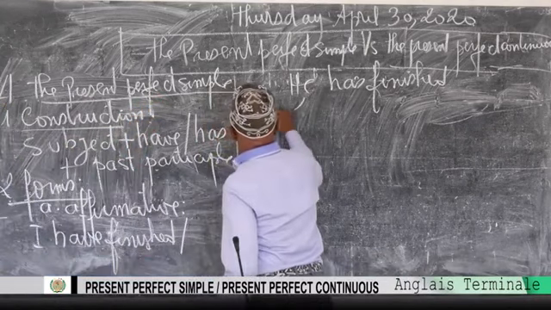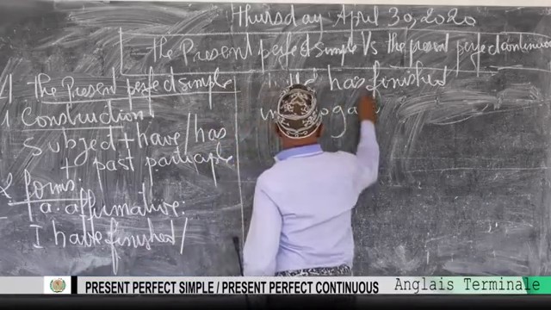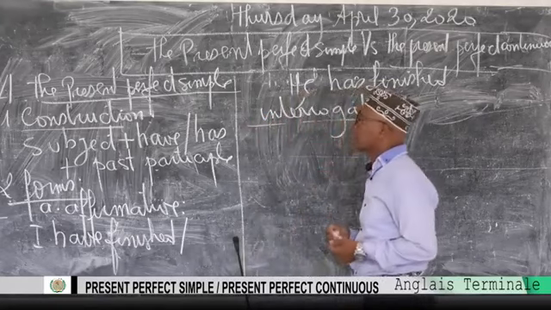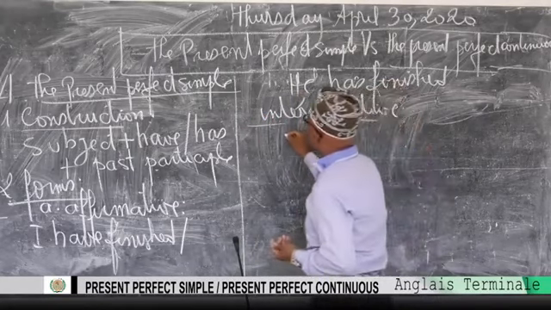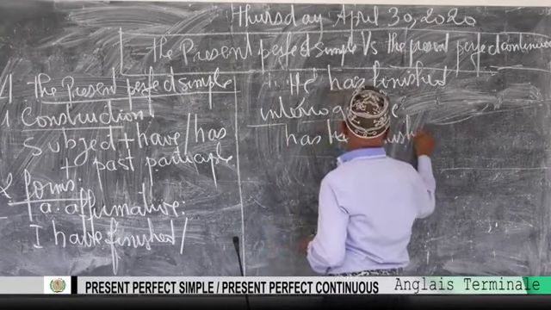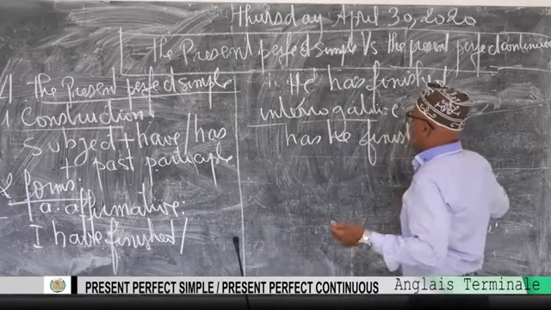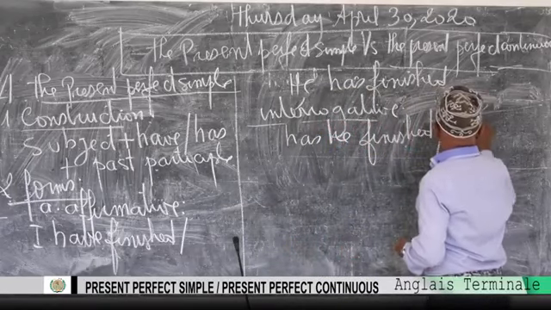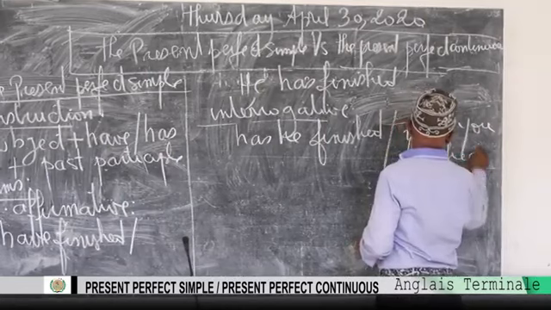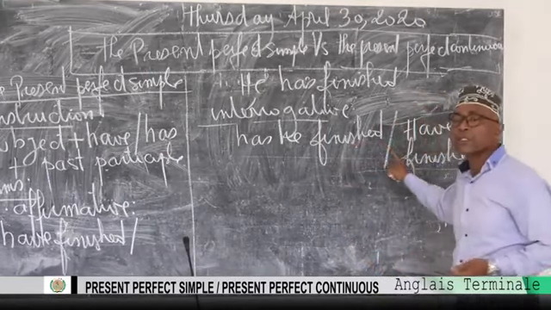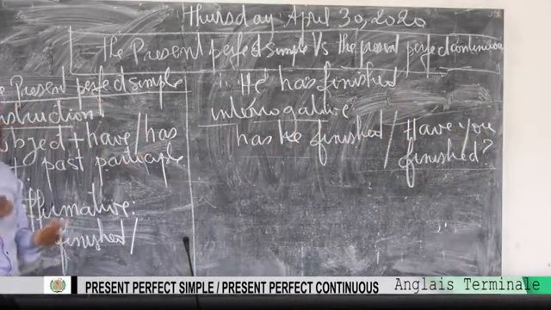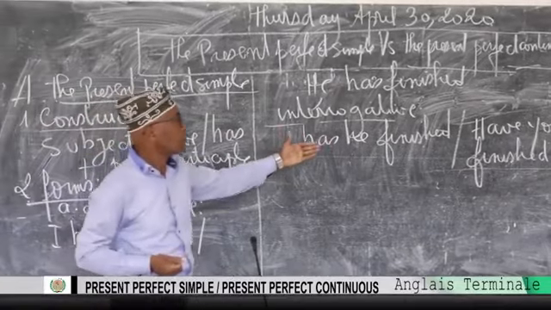Now, the interrogative form, very easy, you just invert the order of the words. So you can say, has he finished? Or have you finished? As you can see, you invert the order of the words.